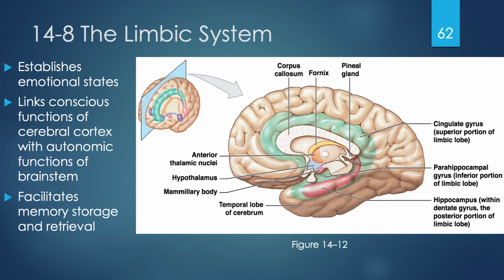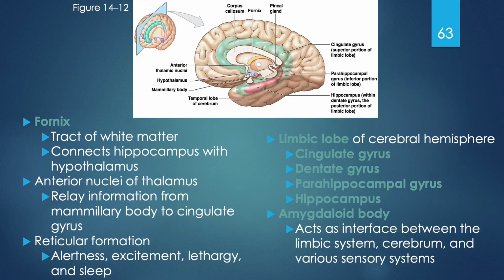The parahippocampal gyrus is part of the inferior portion of the limbic lobe, and the hippocampus, which is part of the dentate gyrus, is the posterior aspect of the limbic lobe, and this has a very important role in memory. The fornix, which you can see in the image above as a yellow broad stripe right in the center of the image, is a tract of white matter composed, of course, of axons of neurons, and it connects the hippocampus with the hypothalamus. The anterior nuclei of the thalamus are going to relay information between the mammillary body to the cingulate gyrus, which is that green area that you see in the image above.